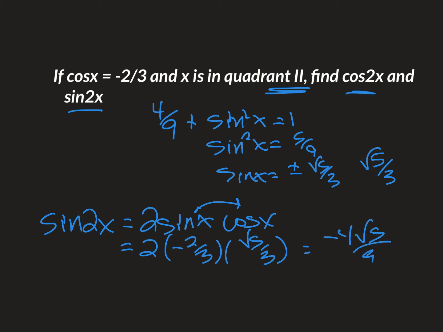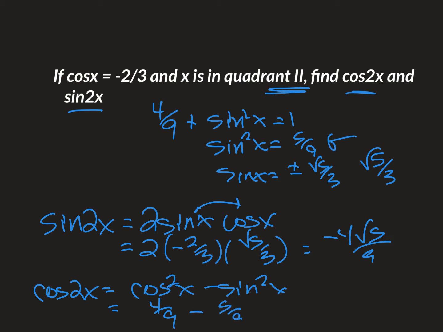That's sine 2x. All right, to find cosine 2x, you have three options. There were three formulas on that last slide, and on your paper. To find cosine 2x, I'm going to do cosine squared minus sine squared. So if I do cosine squared, I will get 4/9. And if I do sine squared, which is right here, by the way, 5/9, that would give me negative 1/9. And that's cosine 2x. There's my sine 2x, there's my cosine 2x, just using the formula.